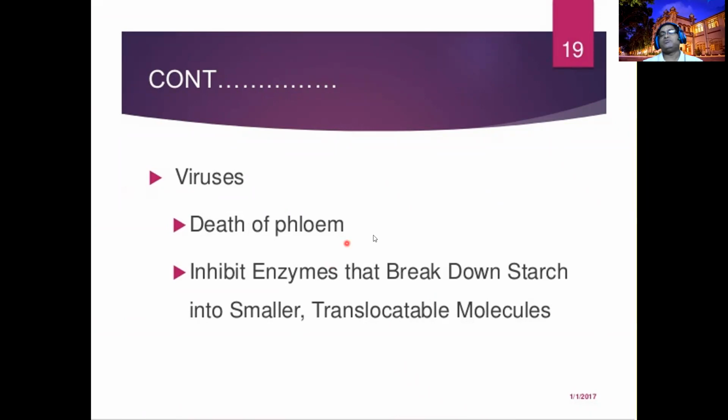So death of the pollen. If it is a viral attack, death of the pollen. That's how you can see branch by branch dying of your citrus plants. We call it dieback in citrus. The virus disease, citrus virus, is causing the dieback.